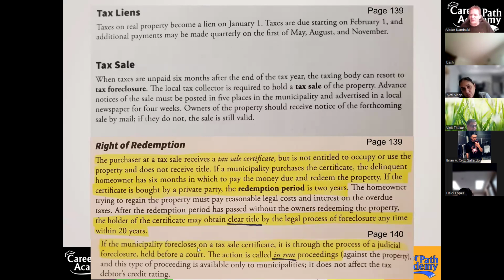If the municipality does foreclose on a tax sale certificate, it's done through a judicial process, a judicial foreclosure held before a court. This action is called an in rem proceeding against the property, and this type of proceeding is available only to municipalities to foreclose due to non-payment of taxes, and it does not affect the debtor's credit rating because they do not report it to the credit reporting agencies.